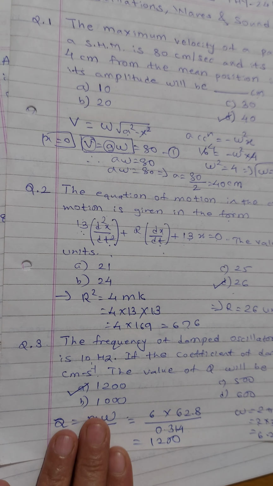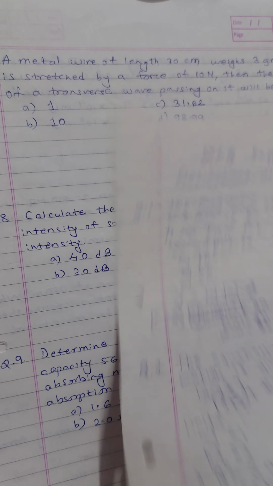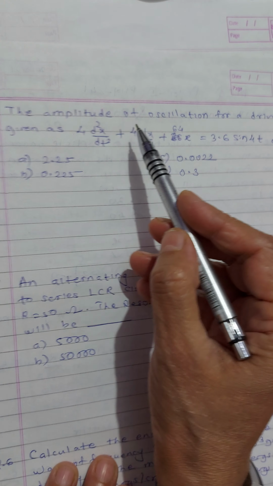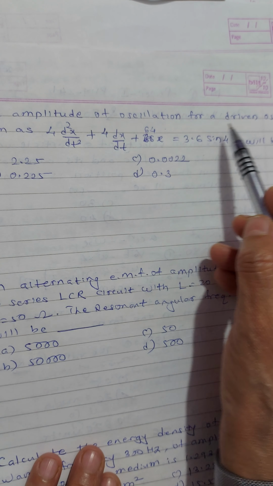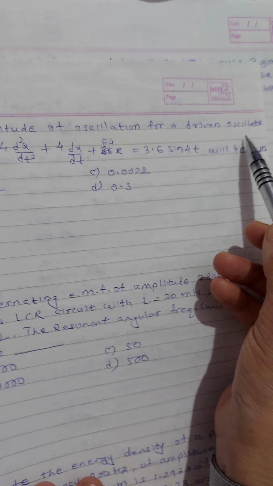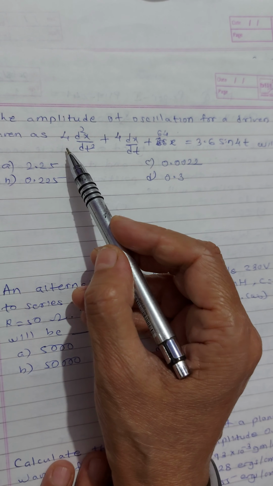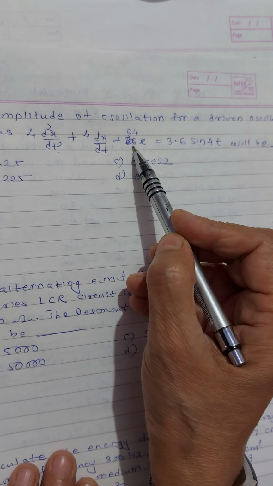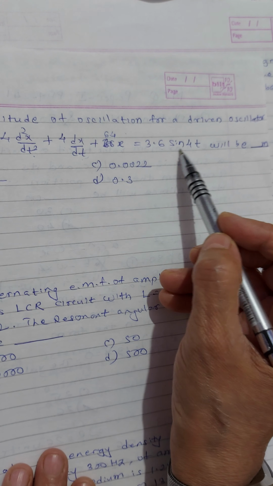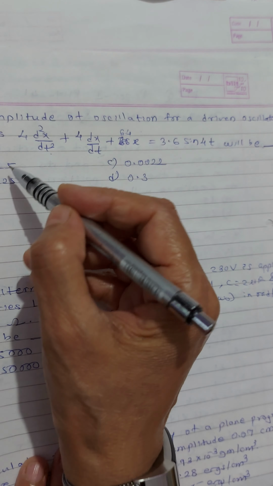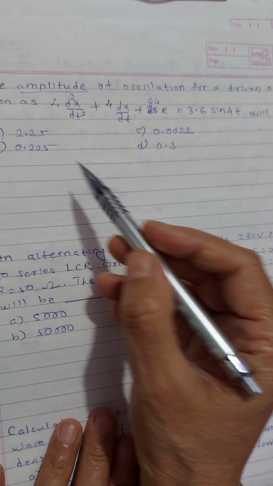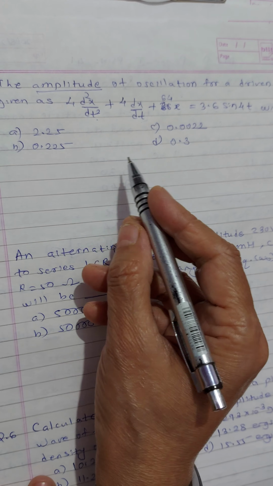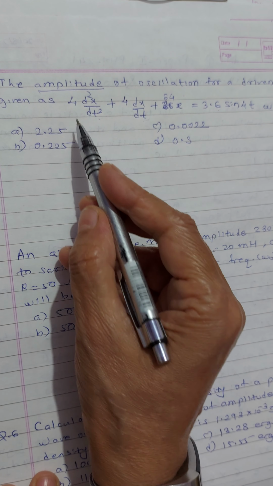Okay. So these are the first 3 questions. We'll move to question number 4. Question number 4 is: the amplitude of oscillation for a driven oscillator, given as 4 d2x by dt square plus 4 dx by dt plus 64x is 3.6 sine 4t, will be dash meter. So I need the amplitude over here. To know the amplitude, I need to know the formula. What is the equation?